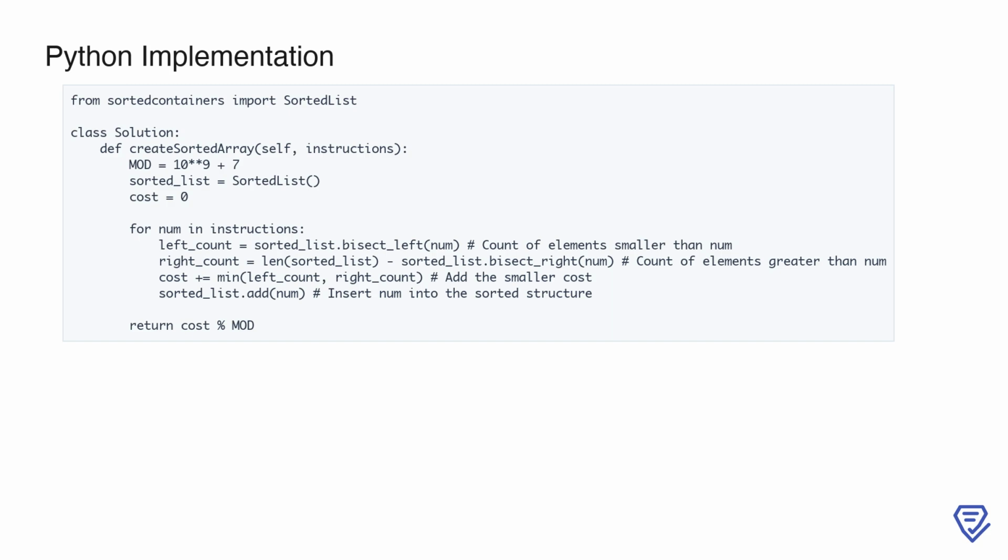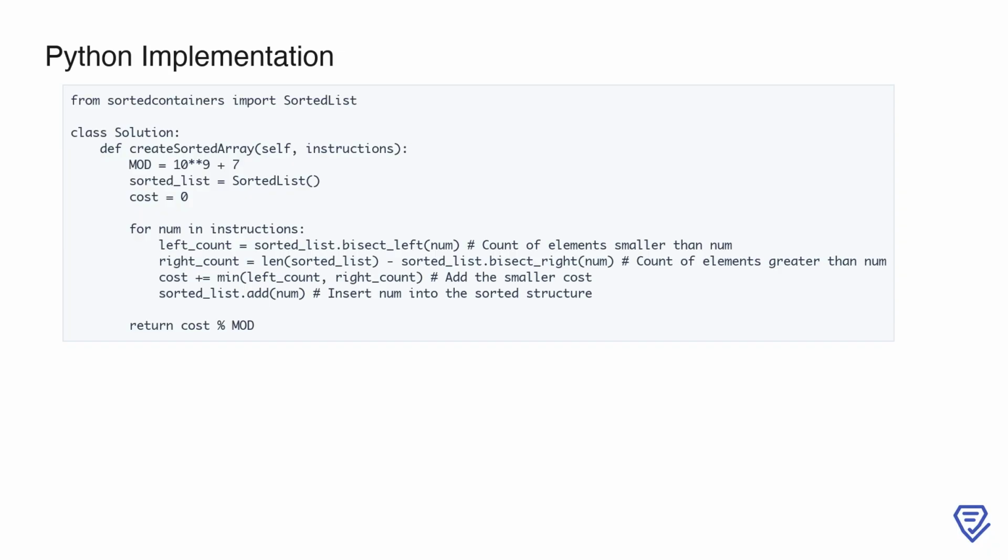The algorithm iterates through each number in the instructions array. For each number, it determines two counts. First, left_count is the number of elements smaller than the current number. This is calculated using the bisect_left method. Second, right_count is the number of elements greater than the current number. This is calculated as the difference between the size of the sorted_list and the index returned by bisect_right. The cost for inserting the current number is the minimum of these two counts. This cost is added to the running total cost, which is stored in the cost variable.